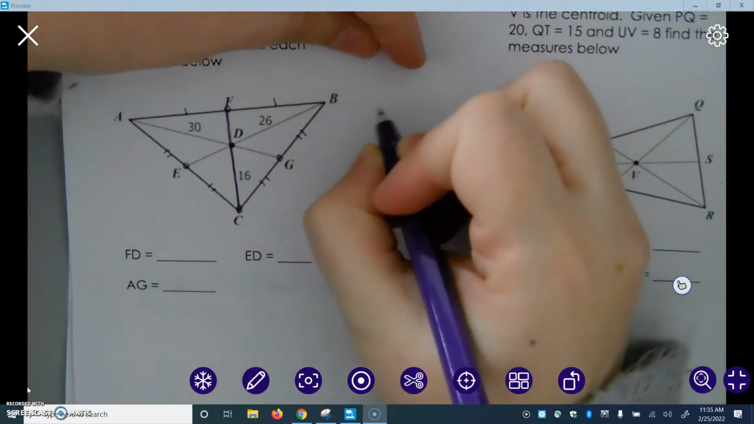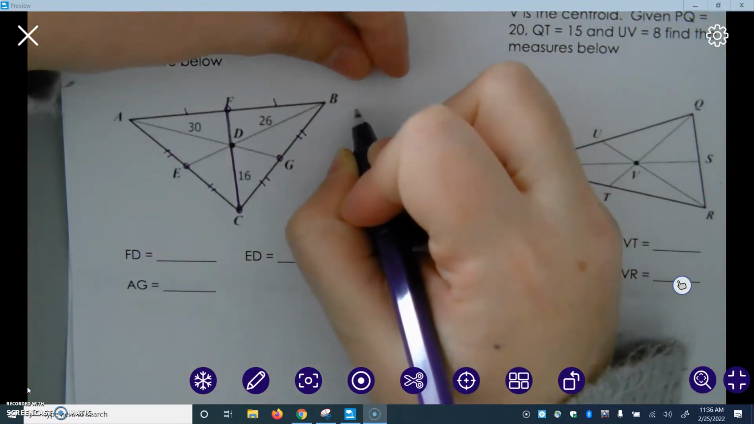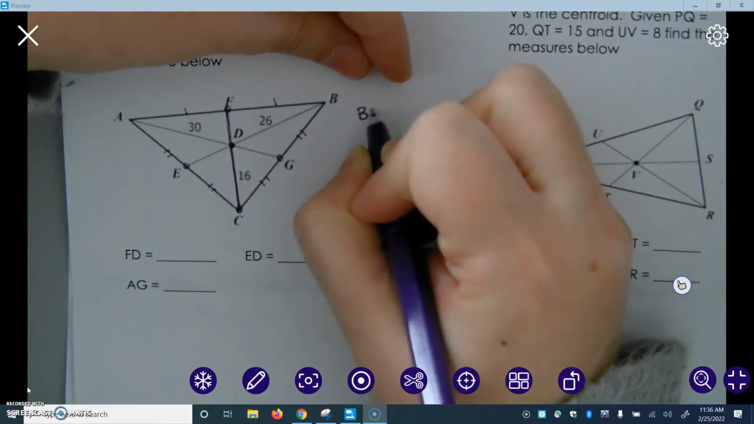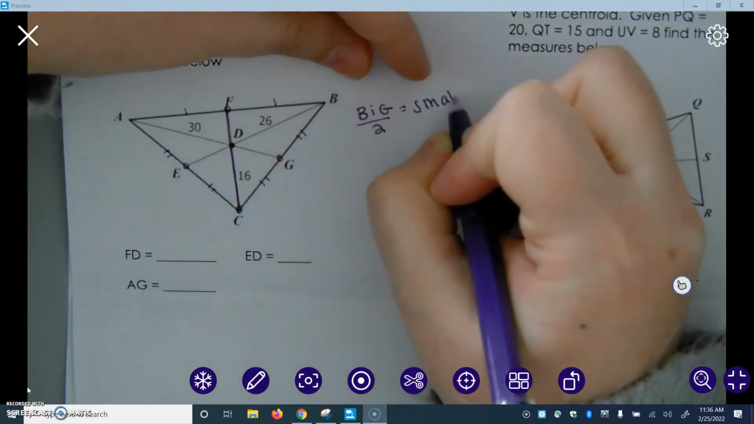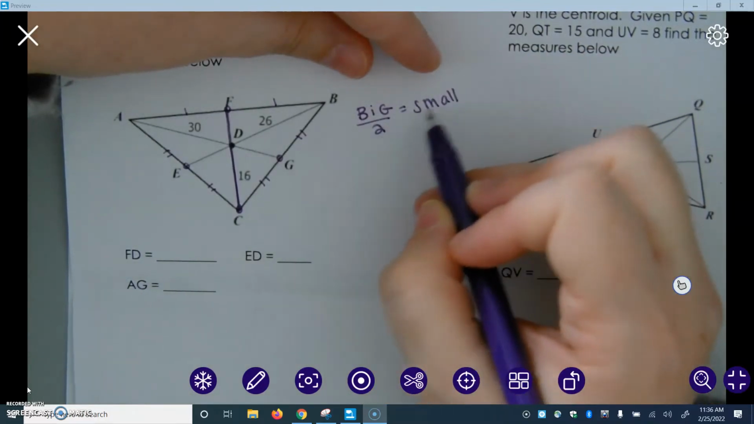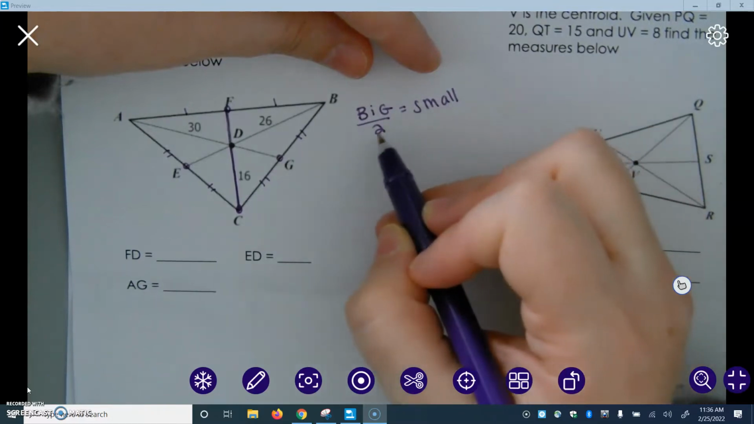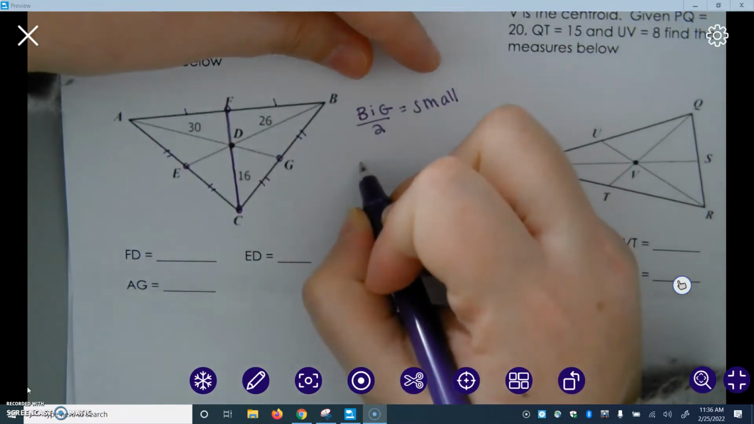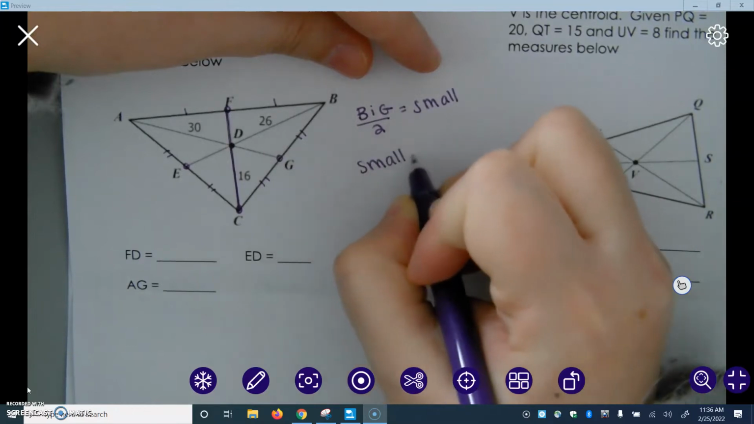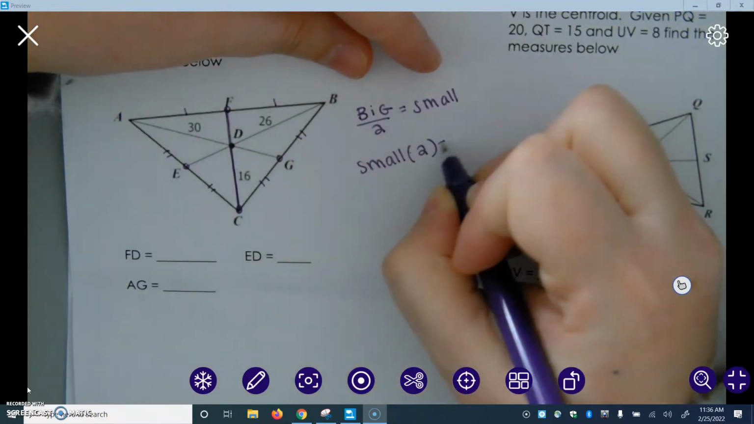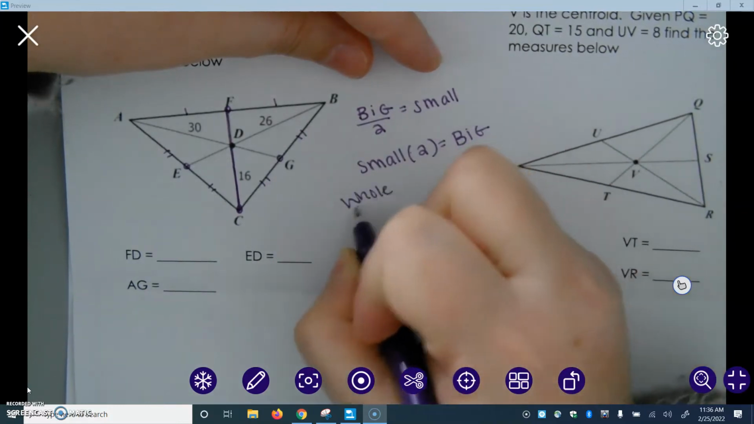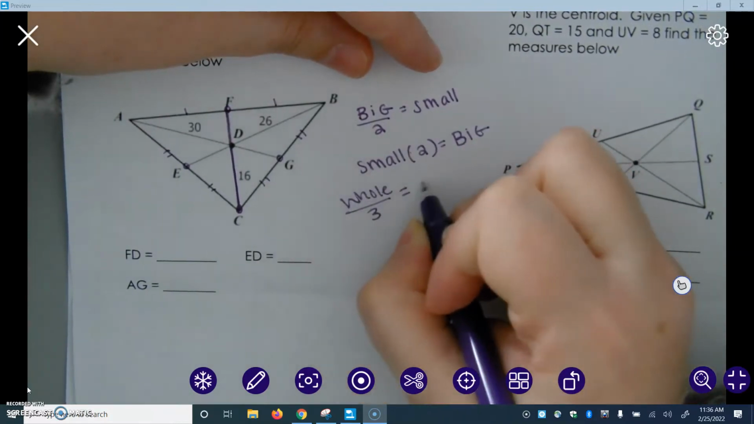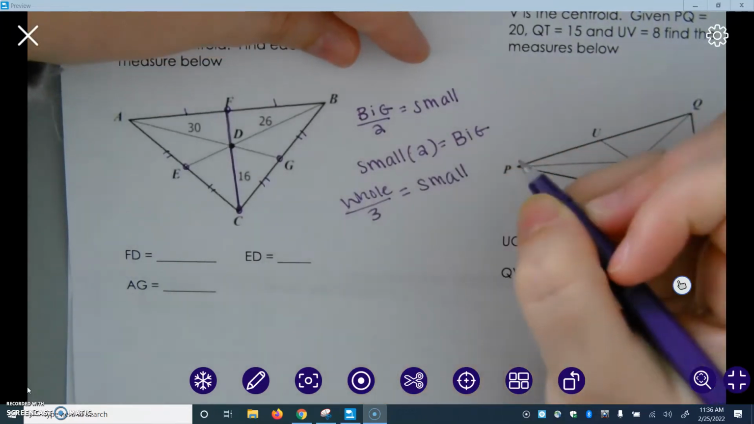And so there's two different formulas that we had. Well, it depends on how you write it, but we can do the big piece divided by 2, and that will give us the small piece. Same thing, if I have the small piece and I multiply it by 2, that will give me the big one. Small times 2 equals big. And if I have the whole thing, I divide the whole thing by 3, I can get the small piece.